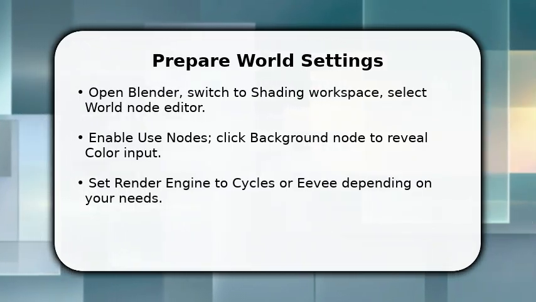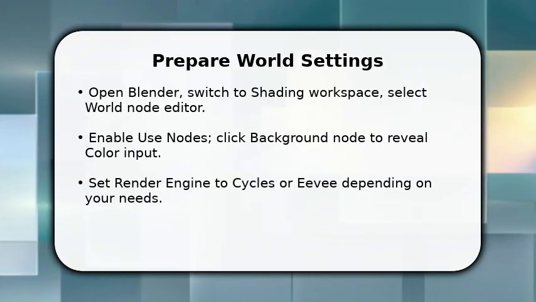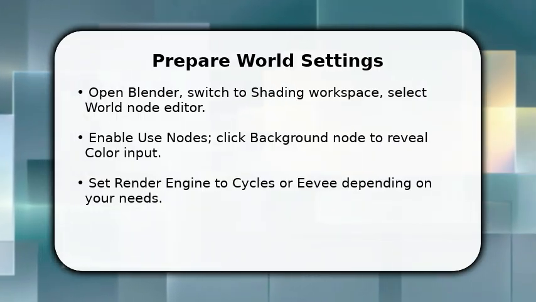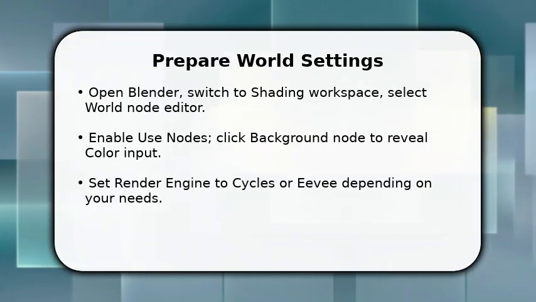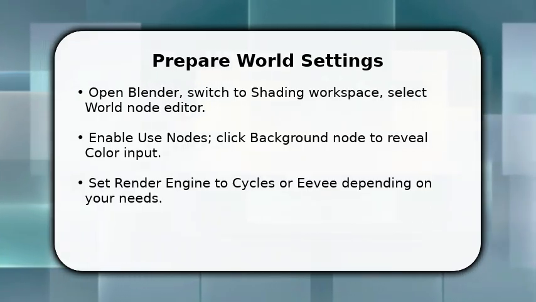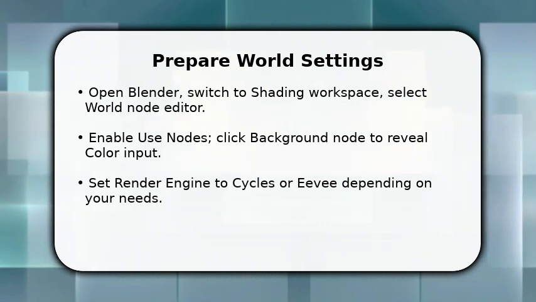Make sure your render engine is set to Cycles for accurate lighting or Eevee for faster previews, because the engine determines how HDRI influences reflections and light. This first step ensures you're editing the environment, not an object material.